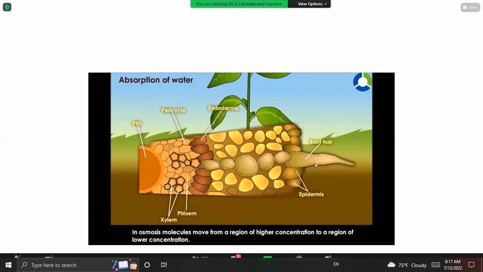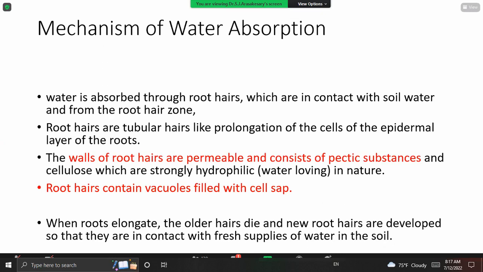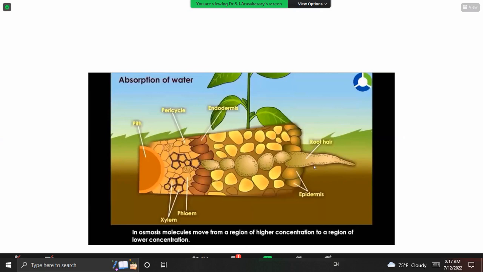Okay, so it has to come to this root cell, then it has to go through. Then I will teach you how it goes. So now the mechanics. See, water comes to touch the root hair. The root hairs are tubular hairs, like elongations of the cells of the epidermal layer of the root. I have already told you. See these tube-like hairs. It is from the epidermis.